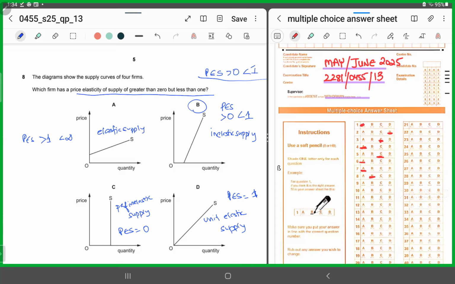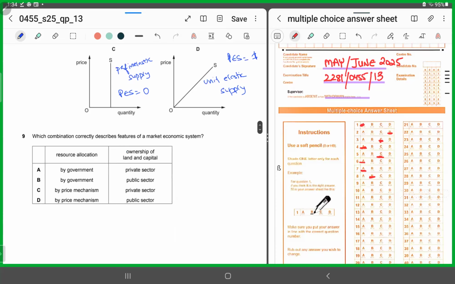Alright. Number 9. Which combination correctly describes features of a market economic system? We know in a market economic system, the resource allocation is done through the price mechanism. So you'll chop A and B because they both are talking about government. What about ownership of land and capital? That's private sector owned, right? So it has to be C. So for 9, we'll shade in C.